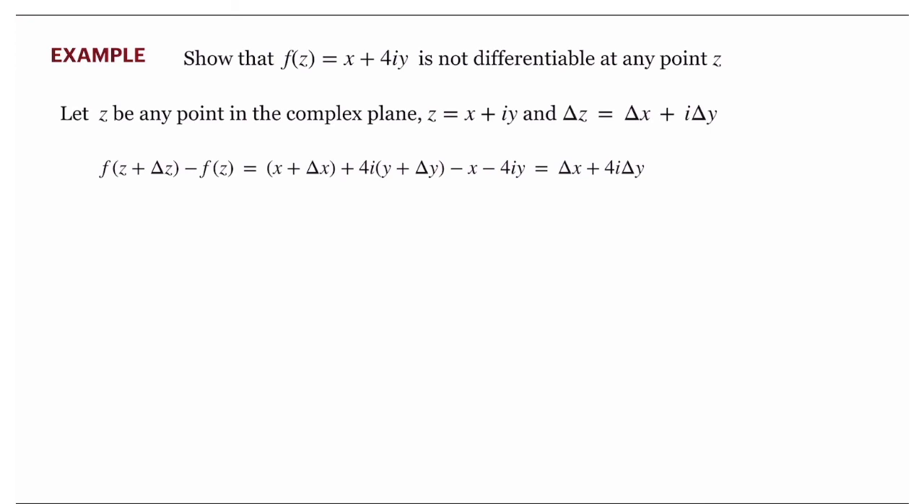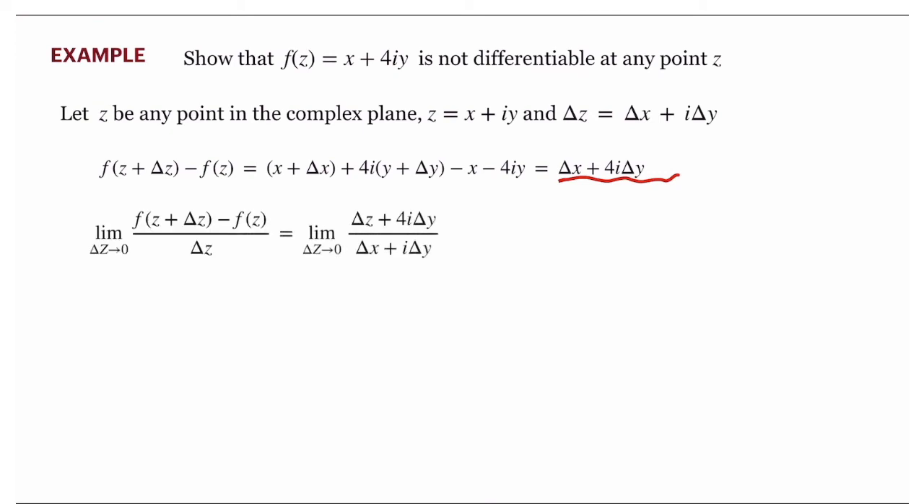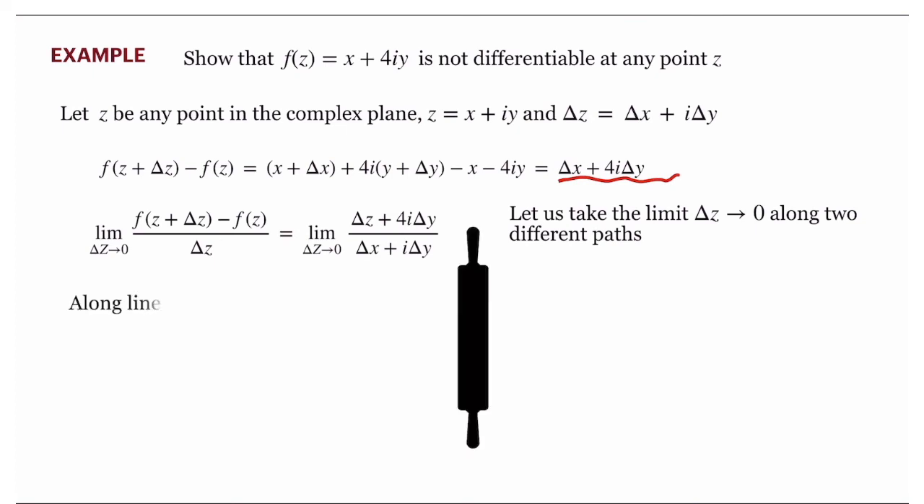Now we have f of z plus delta z minus f of z. That reduces to delta x, it's a simple linear function, so it should not be a problem, plus 4i delta y. We simply need to divide it by delta z and take the limiting values as delta z goes to 0 from two different paths. So the first path is along the x-axis and the second path along the y-axis.